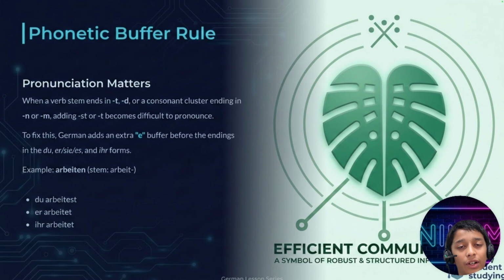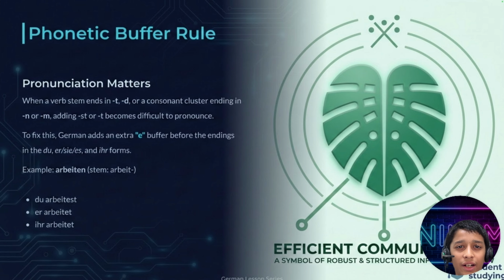When a verb stem ends in T, D, or a consonant cluster ending in N or M, adding ST or T directly would produce a cluster that is difficult to articulate clearly. German resolves this by inserting an extra E, a phonetic buffer, before the ending in the du, er, sie, es, and ihr forms.